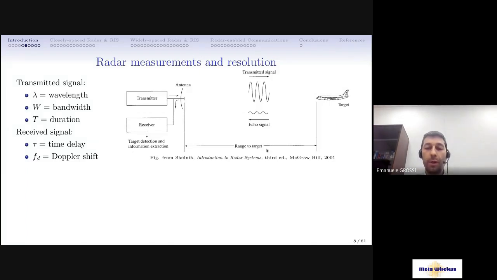This figure shows the working principle of a simple monostatic radar. The term monostatic refers to the fact that the transmitter and the receiver are co-located. In this figure, they also share the same antenna, but they can also have dedicated antennas. The transmitter emits a signal, which is usually a pulse train, with a waveform with wavelength lambda, bandwidth W, and duration T. And the receiver elaborates the echo signal generated by a target, if a target is present. The echo is received after tau seconds, and it has a Doppler shift FD.